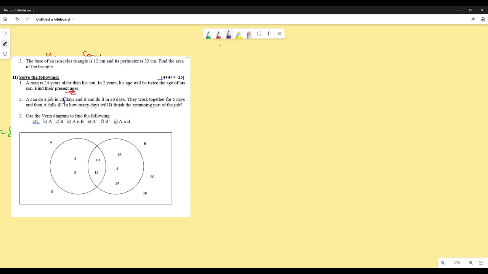So let us move. A can do a job in 25 days. So work rate of A, this is question number 2, work rate of A is equal to 1 by 25. Work rate of B is equal to 1 by 20, right? Now they work together for 5 days and then A falls ill. In how many days will B finish the remaining part of the job?